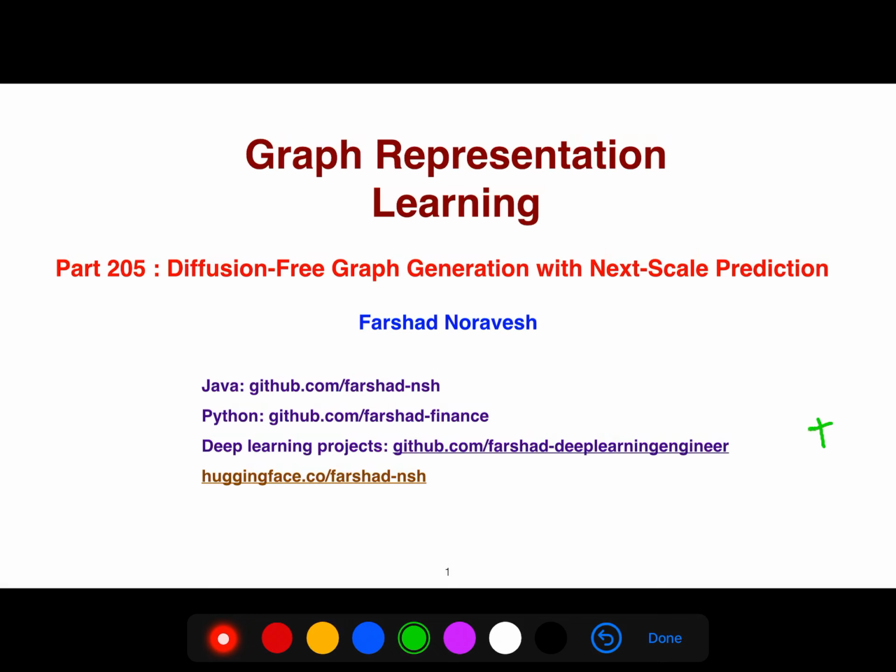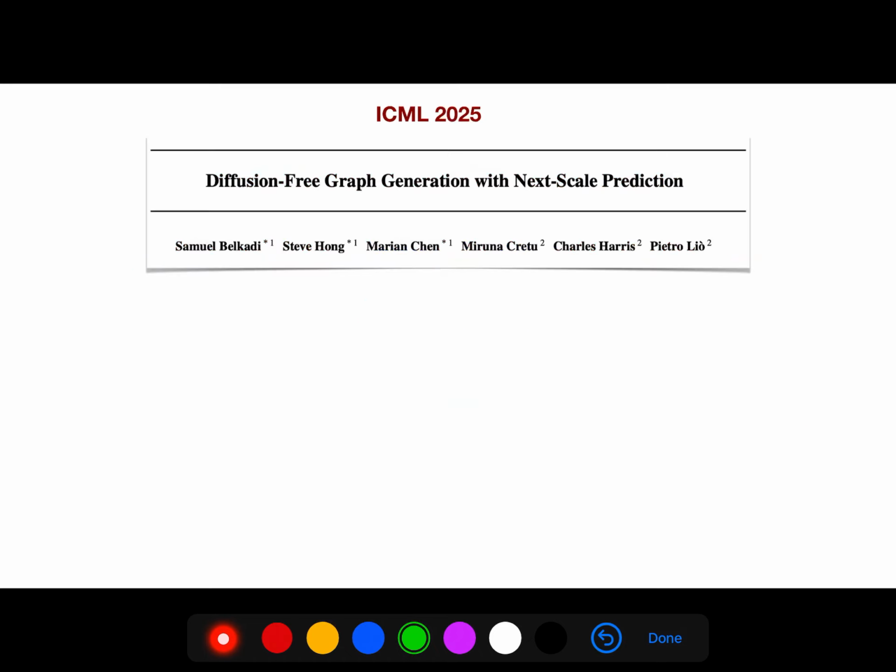Alright, so today I'm going to be explaining this important paper with the title Diffusion-free Graph Generation with Next Scale Prediction. This ICML paper in 2025.